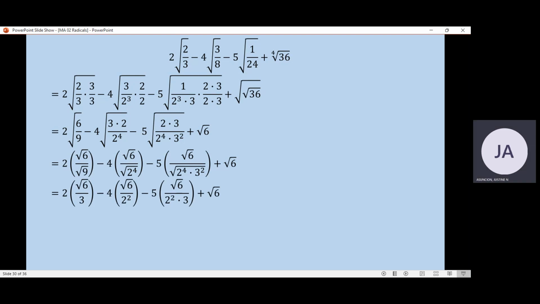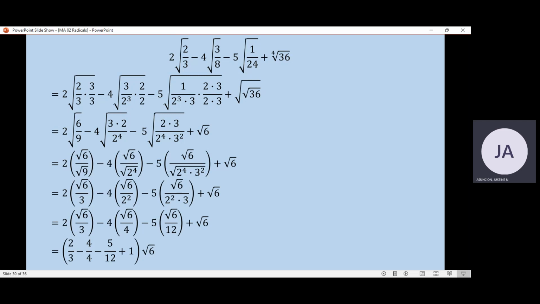Okay, so as you can see here, we can eliminate the radicals in our denominator. So we have here 2 times the quantity of square root of 6 over 3 minus 4 times the quantity of square root of 6 over 2 squared. Okay, minus 5 times the quantity of square root of 6 over 2 squared times 3. Okay, plus square root of 6. Okay. So simplifying that again, we have 2 squared, that's 4. 2 squared times 3, that's 12.